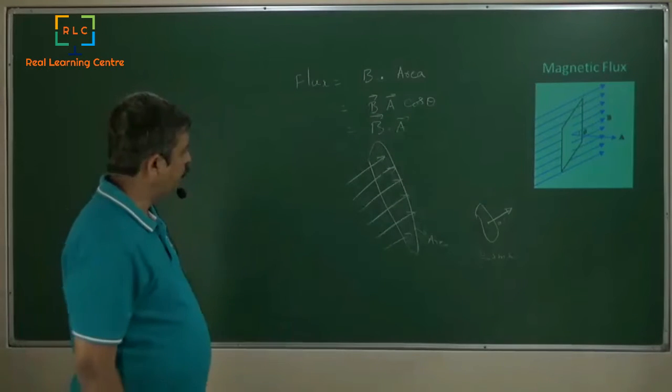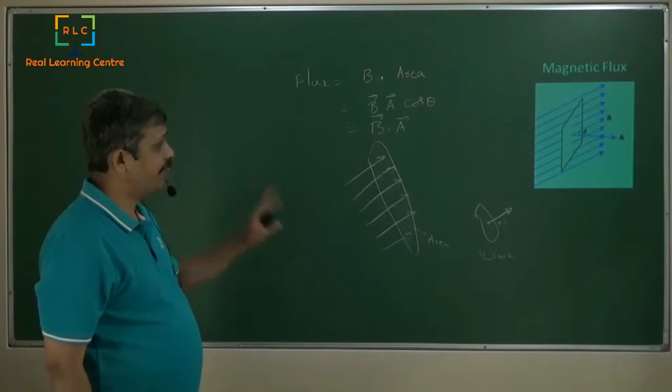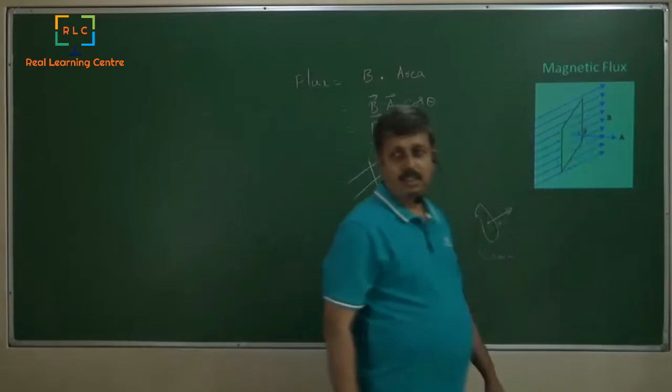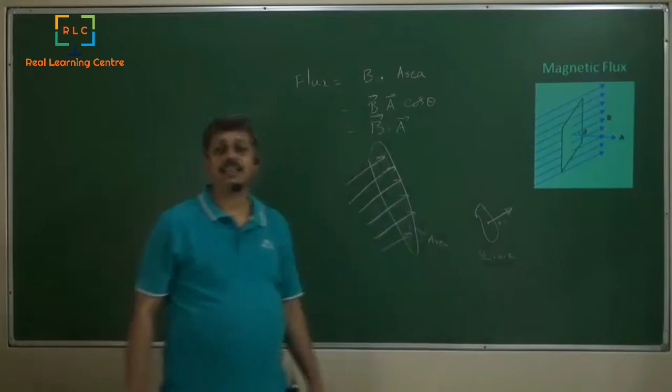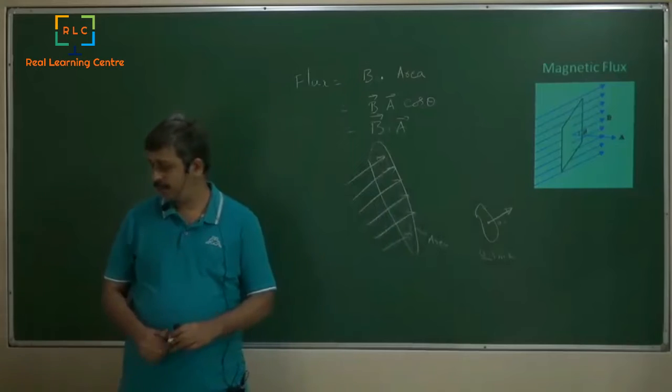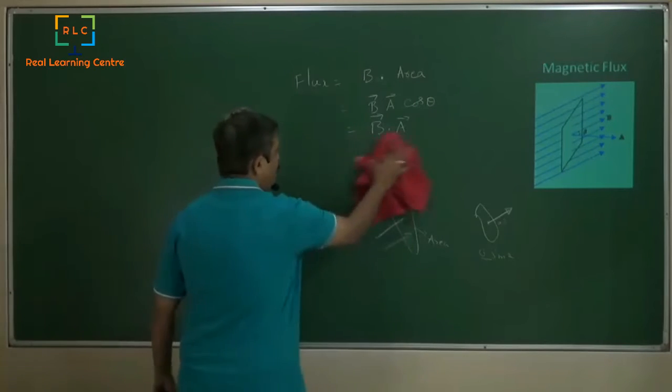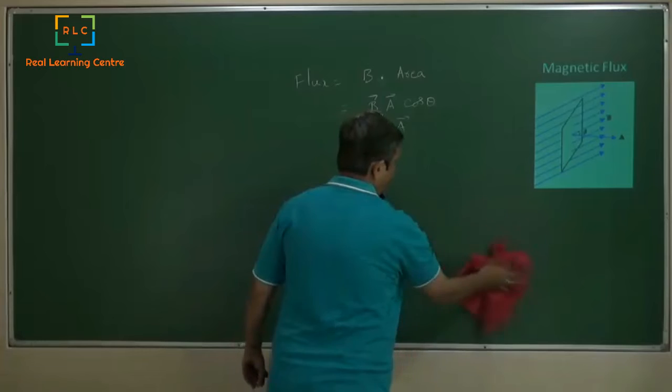Okay, so flux is defined by the total amount of B that is passing through this. However, we will consider the angle and say it is B dot A. We just don't say B into A. That is the definition of a flux. Now, why do we need this? Why do we need this flux?